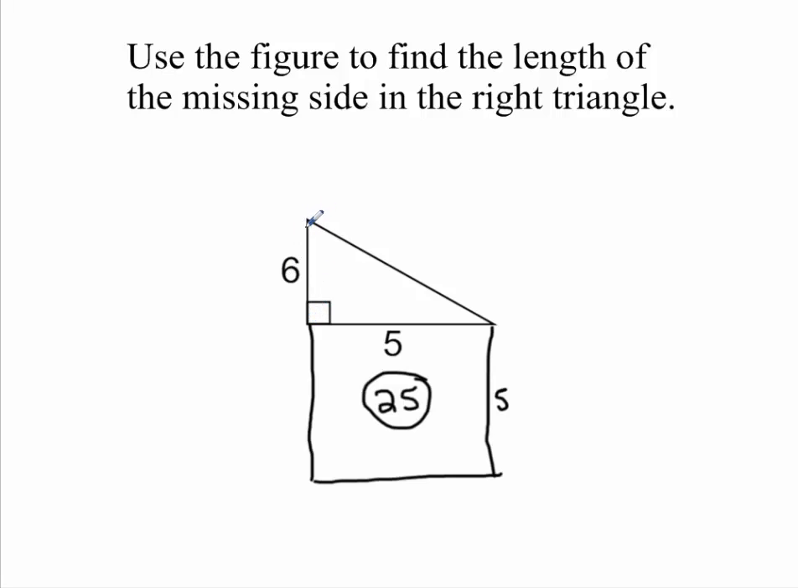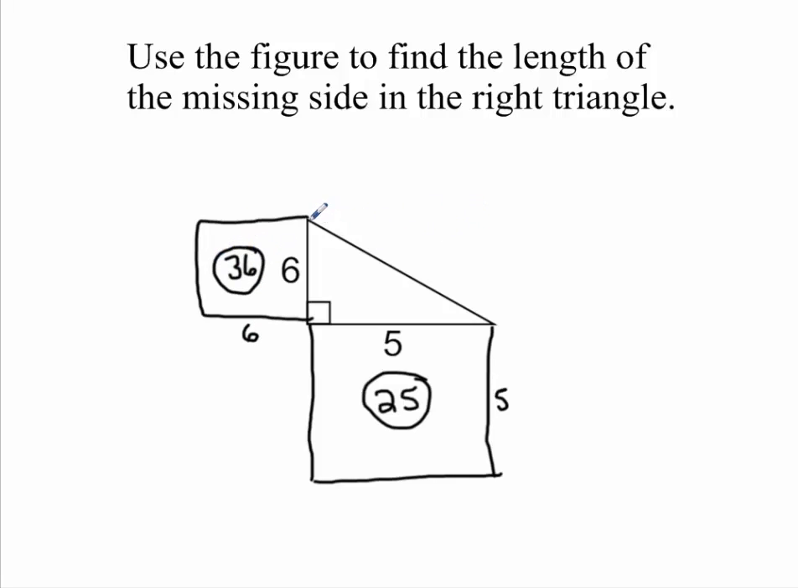And if I were to create a square that comes off of this side, a square has all sides the same length. So since this is 6, I know this would also be length 6. And the area of this square would be 36.